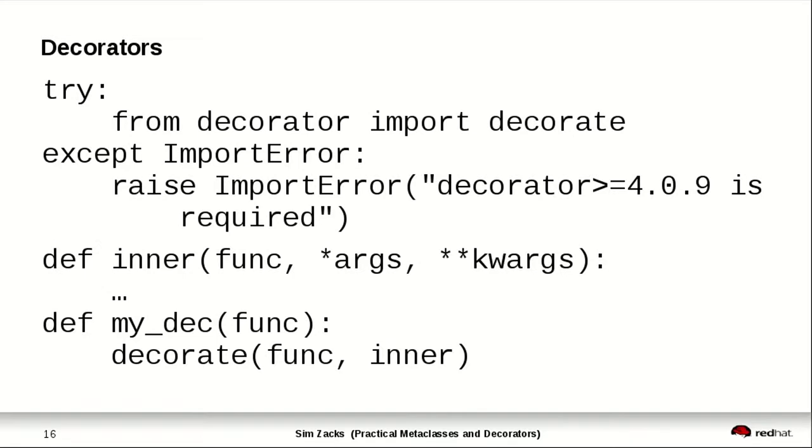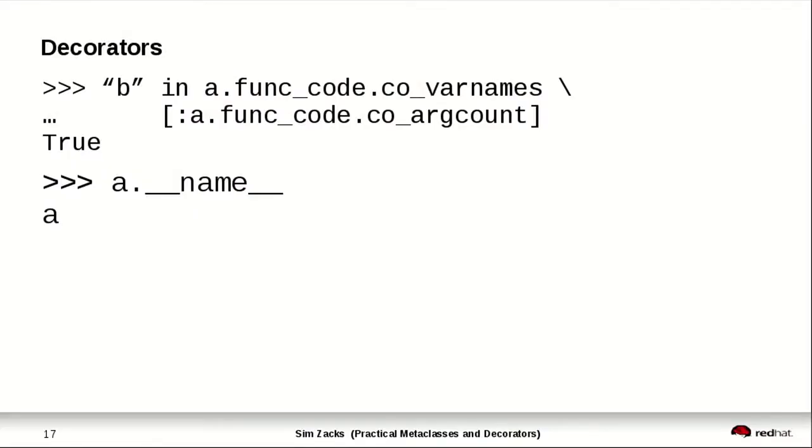And the way that this works is you define your inner function outside of the decorator function, and then inside the decorator function, you call decorate, passing in the function reference and the reference to the inner function. And that will take care of that problem. After doing that, if we ask if b is in the func code co_varnames, it comes up with True, and it also handles the name property and the docstring and all of that. In any case, most of the time, using @wraps is a great way of doing it.